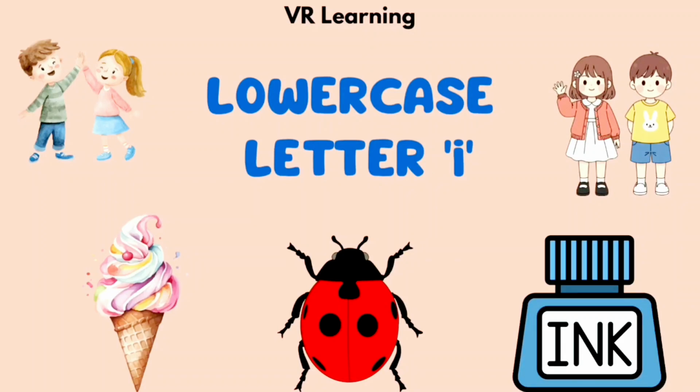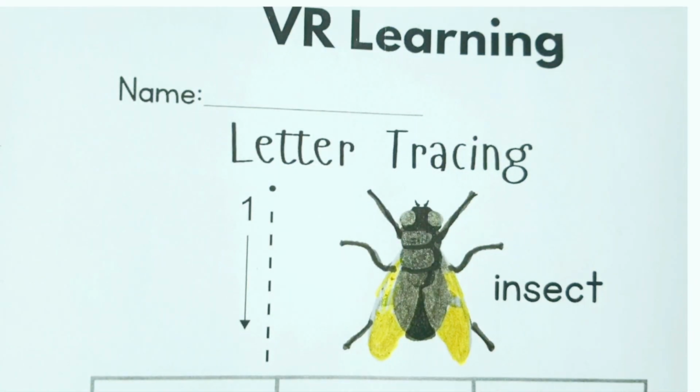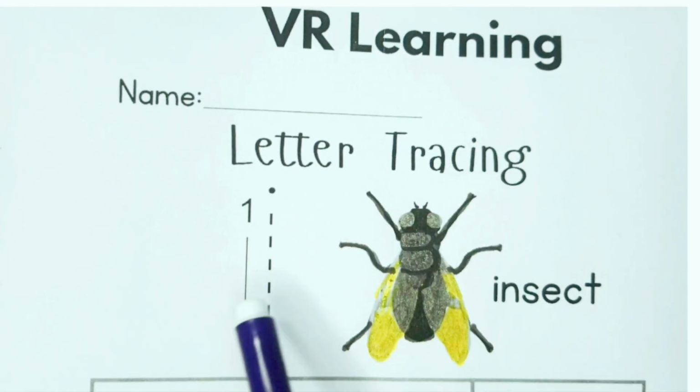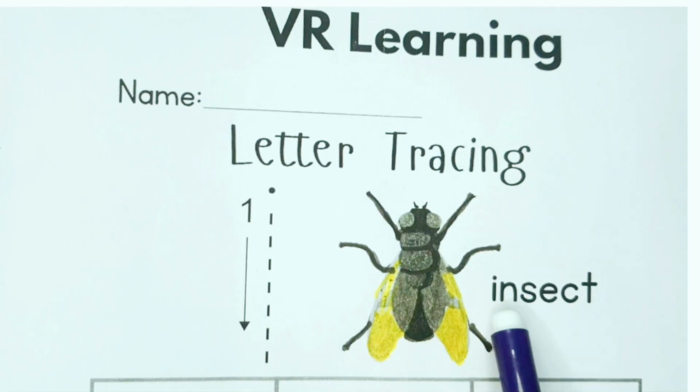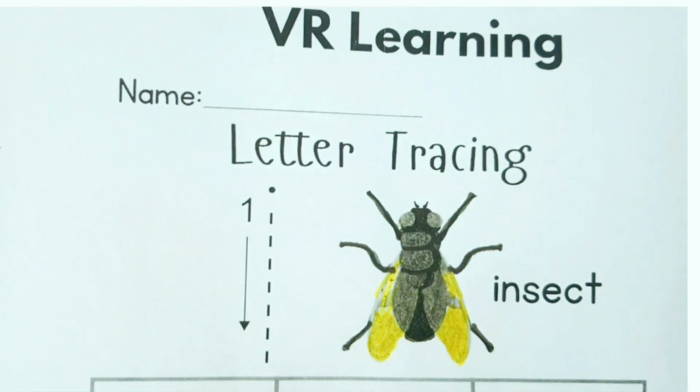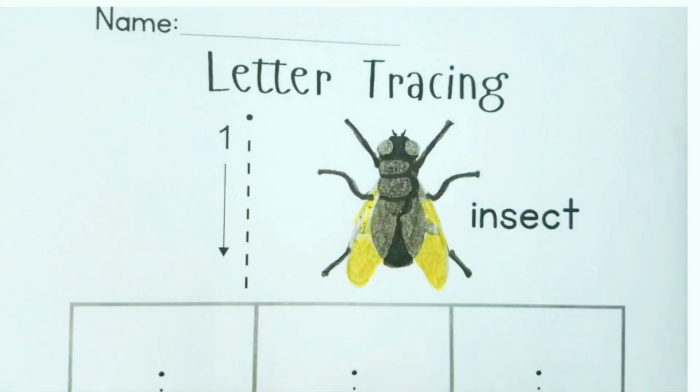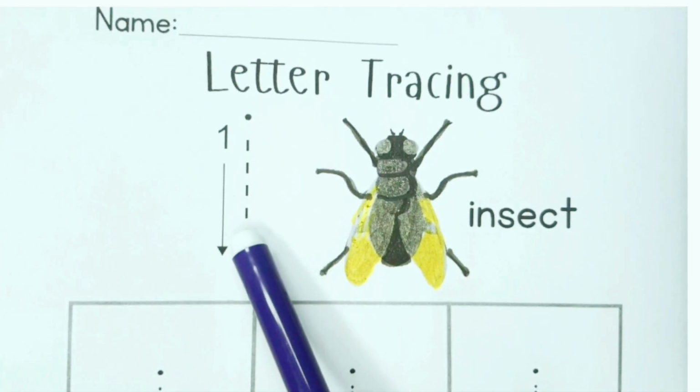In this video we are going to learn how to write lowercase letter I. Let's start. Letter tracing I. I is for insect. Let's learn how to write letter I.